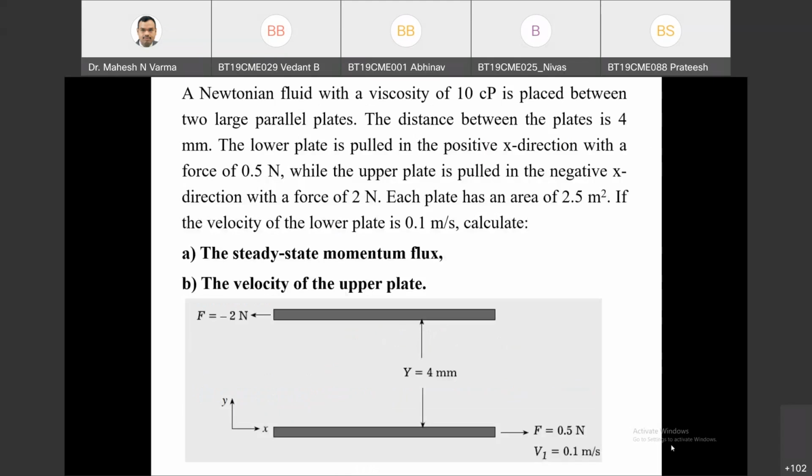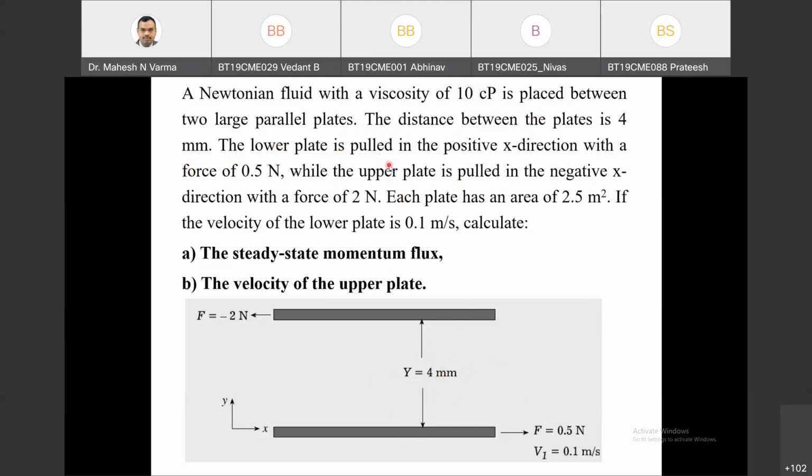A Newtonian fluid with a viscosity of 10 centipoise is placed between two large parallel plates. So here I have one plate, and here another plate. The Newtonian fluid is kept in between. Newtonian fluid means the fluid which follows Newton's law of viscosity. The distance between these two parallel plates is 4 mm, so y equals 4 mm.